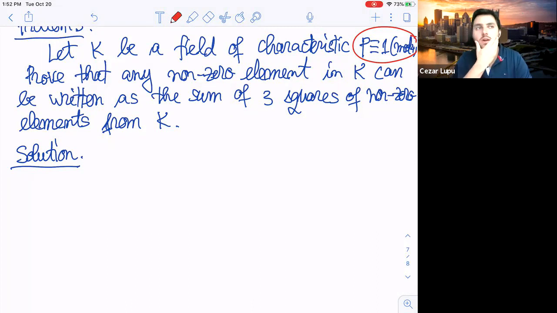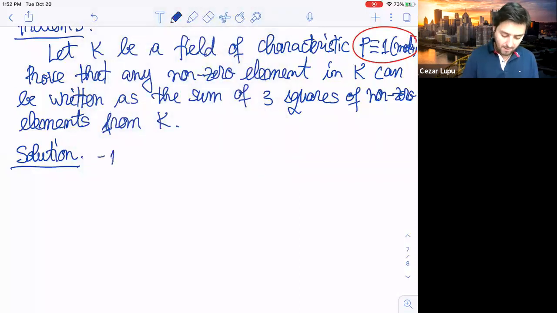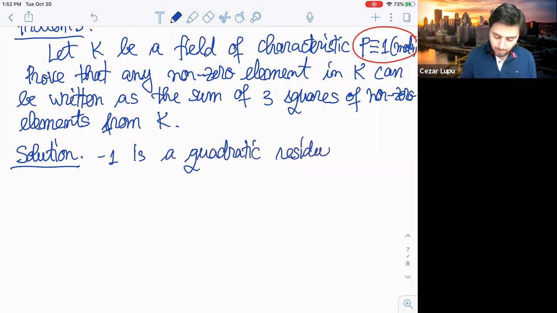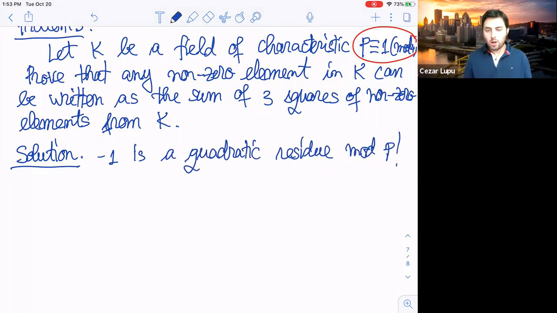Do you remember something when we talked about the Legendre symbol and quadratic reciprocity? What do we know about, for example, -1? Is -1 a quadratic residue mod P? Right? So that's what we have to prove. In other words, the main idea is that -1 is a quadratic residue mod P.